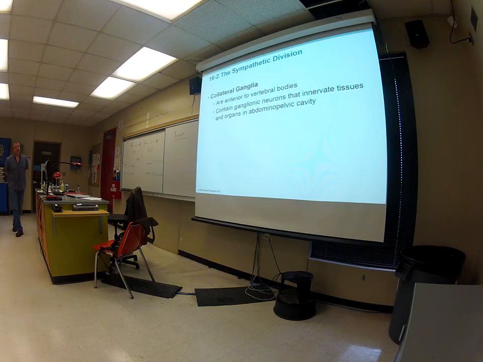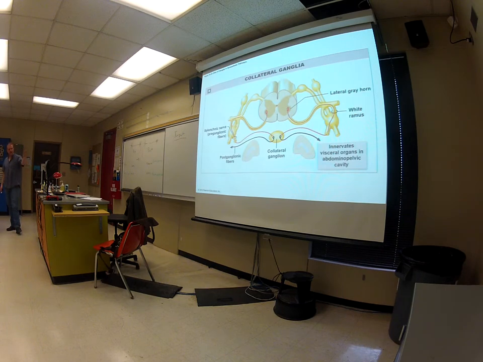Collateral ganglia, anterior to the vertebral bodies, contain ganglionic neurons that innervate tissues and organs in the abdominal pelvic cavity. Well, if we're coming out thoracic, lumbar, really? Abdominal pelvic cavity, everything right here. Okay, again, pre and posts.